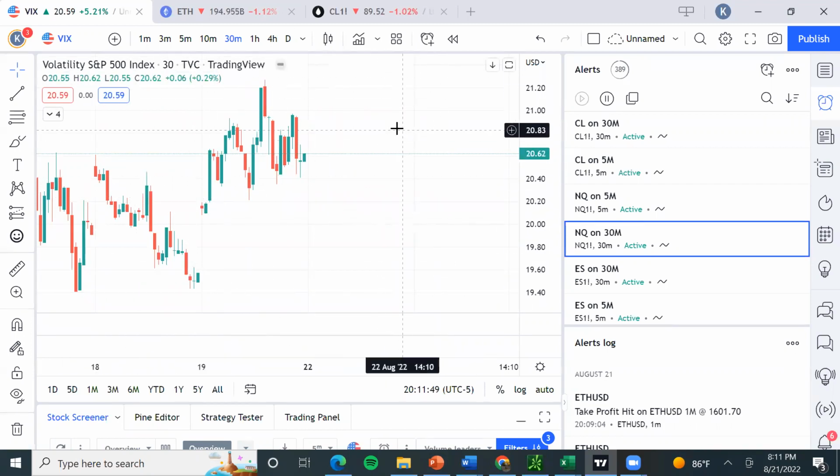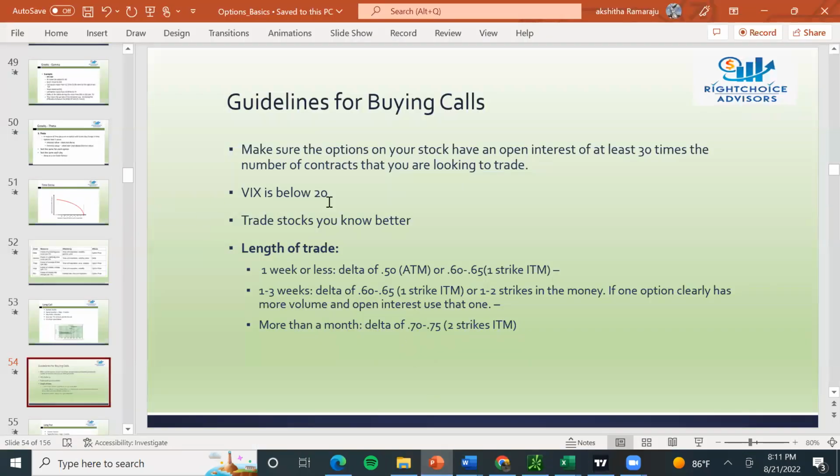If VIX is above 20, it is better to avoid calls, because generally the SPY can go down. If VIX is going up, your ES or SPY, NQ, there is a chance that all will come down, except you can buy UVXY calls. But other than that, if you are buying Tesla calls or NVIDIA calls or AMD calls or whatever it is, there is a high risk. I'm not saying that we will not make money. We may make money, but the risk is high if the VIX is above 20. You should not.